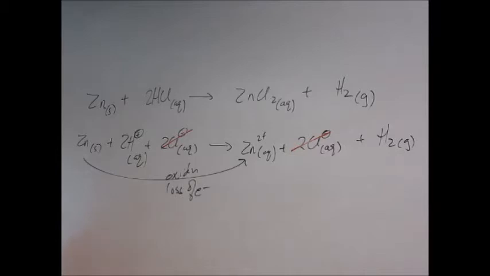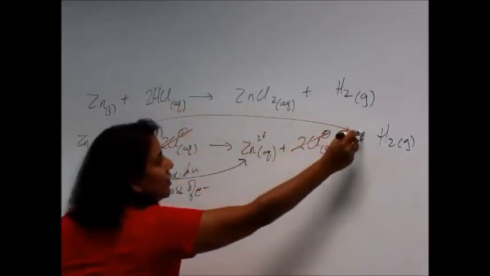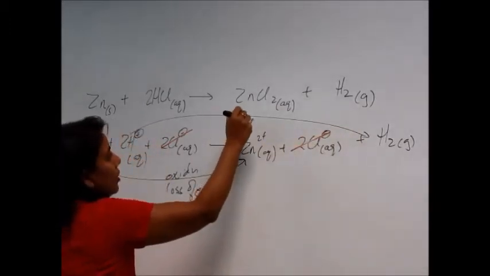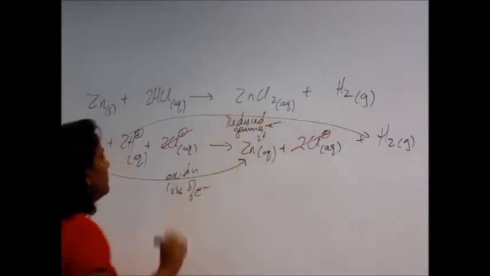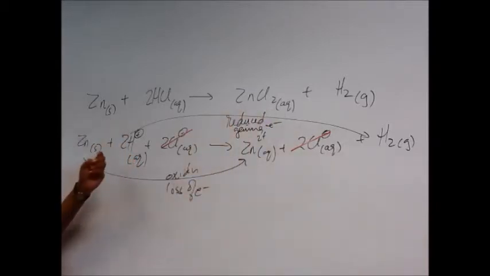So if zinc is getting oxidized, what is getting reduced? Hydrogen. That's it. You don't even have to think about it, okay? Because if one is getting oxidized, the other one must be getting reduced then. Which it is because it is gaining electrons. Here it is plus, there it's neutral, okay?